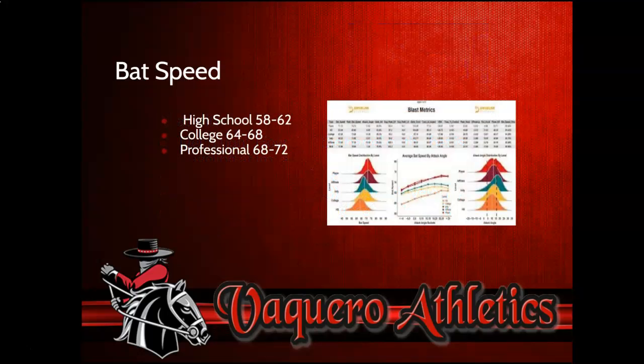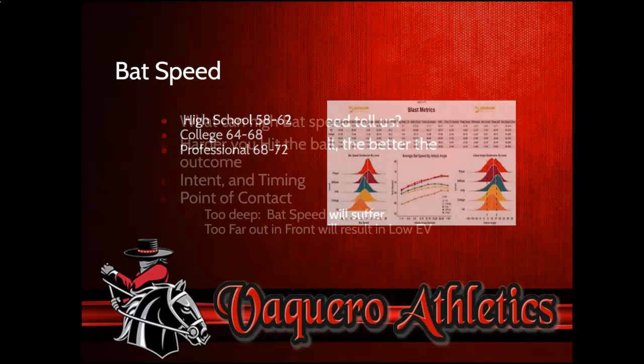As far as your metrics, when you read the bat speed reading, those are the marks you're looking for. High school is 58 to 62. College is right around there, 64 to 68, and this camp is mostly high school. Then the professional range is 68 to 72. So those are the averages, or those ranges.